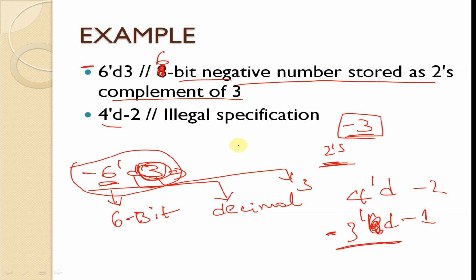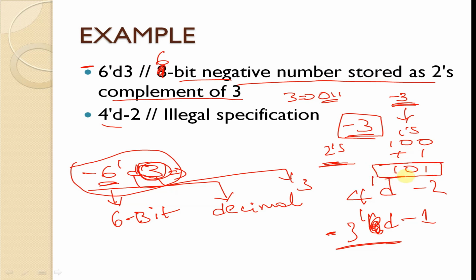Bro, can you show how that complement will be taken? Yeah, in digital we have, right? So if we want to represent minus 3 in 2's complement form, we will perform 1's complement on 3. First, 3 should be written in binary format, that is 0 1 1. Then we perform 1's complement on 0 1 1, that is 1 0 0. And we add plus 1 to make it 2's complement, that is 1 0 1. So this is the 2's complement of the number minus 3.